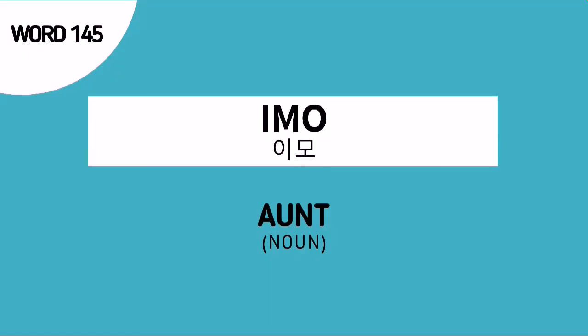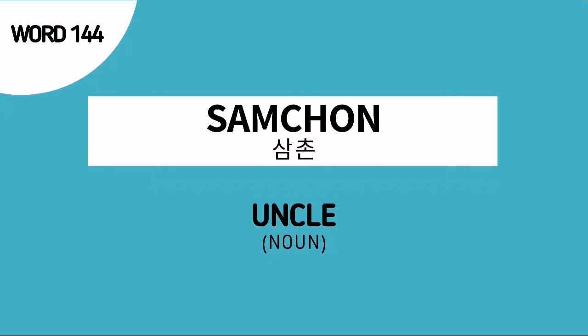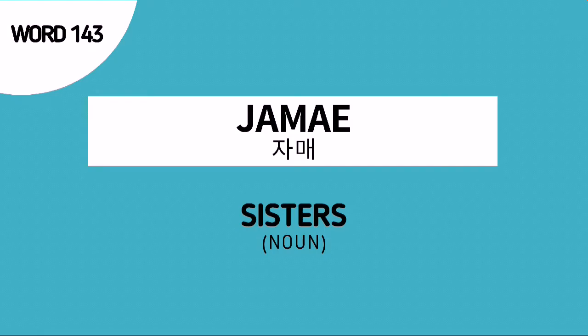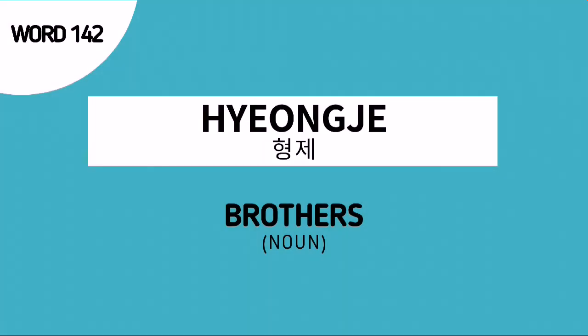Word number 145 is imo, and this is the Korean noun for aunt. Word number 144 is samchon, and this is the Korean noun for uncle. Word number 143 is jame, and this is the Korean noun for sister. And the last for our review is word number 142, Yongjae. And this is the Korean noun for brothers.